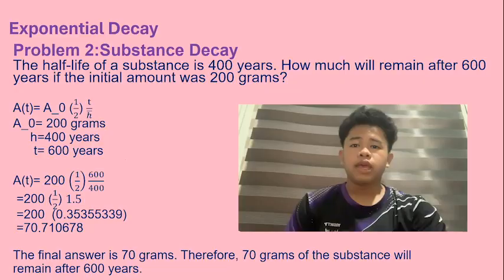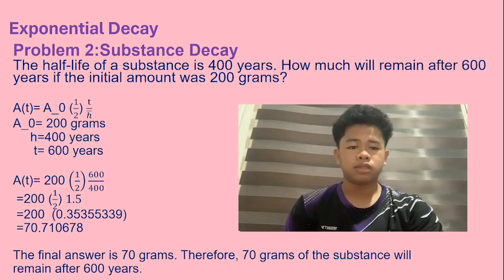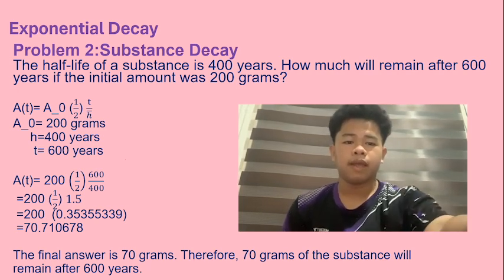Problem 4. Substance decay. The half-life of a substance is 400 years. How much will remain after 600 years, if the initial amount was 200 grams? A of t equals A0 times 1/2 raised to the power of t over h. A0 equals 200 grams, h equals 400 years, and t equals 600 years.